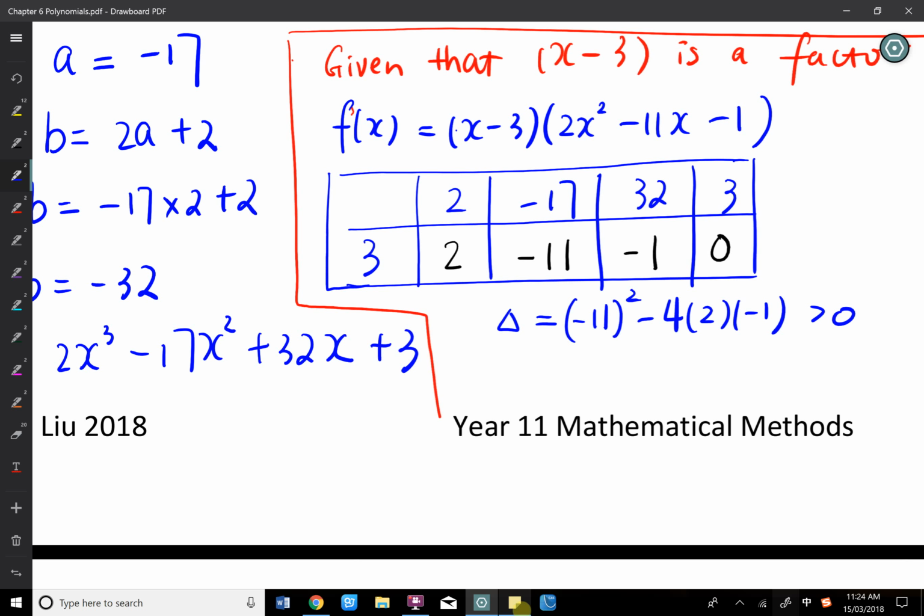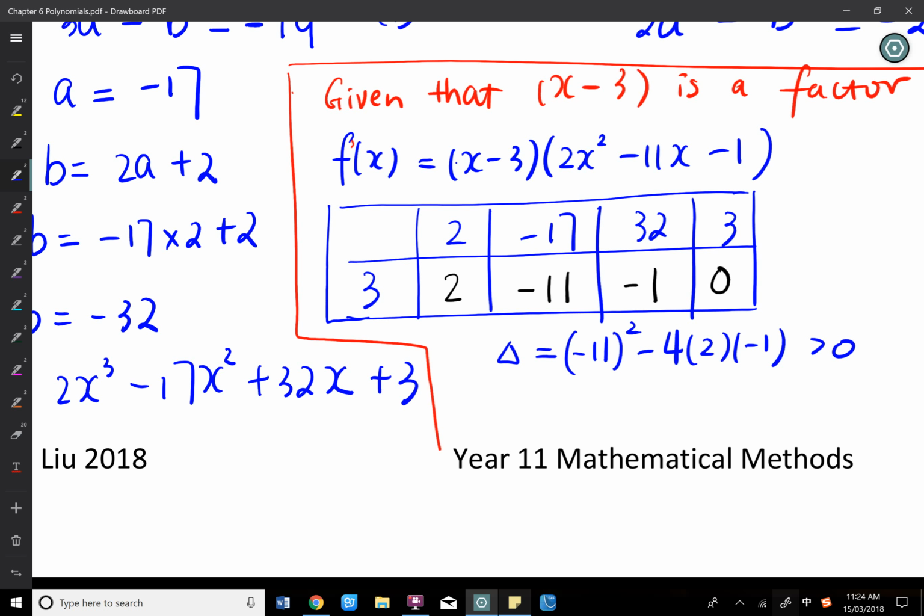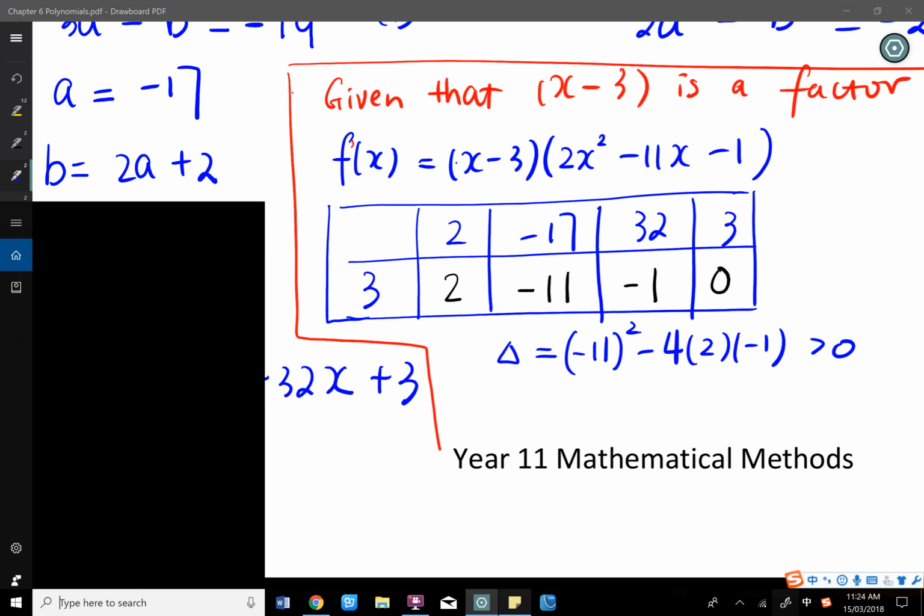So obviously a 2 and a 1 can't make an 11 for you. A 2 and a 1 can't give you an 11 by using the cross multiplication. So what's the last way we can use to factorize a quadratic? Complete the square.